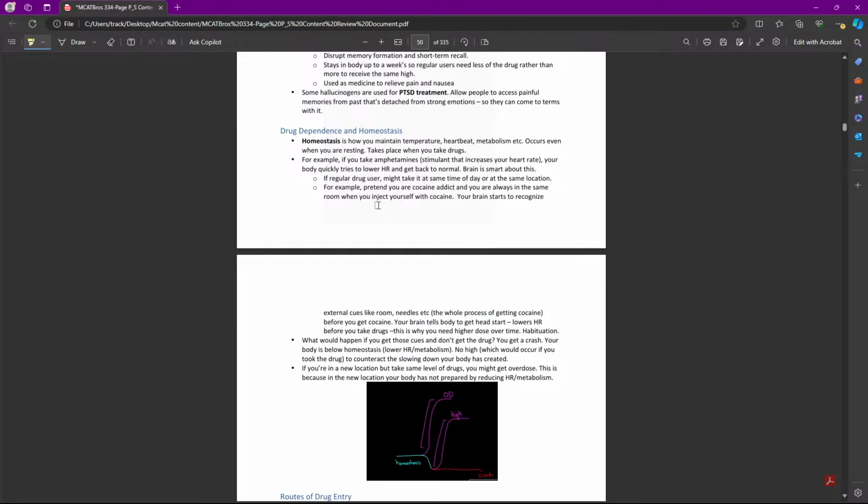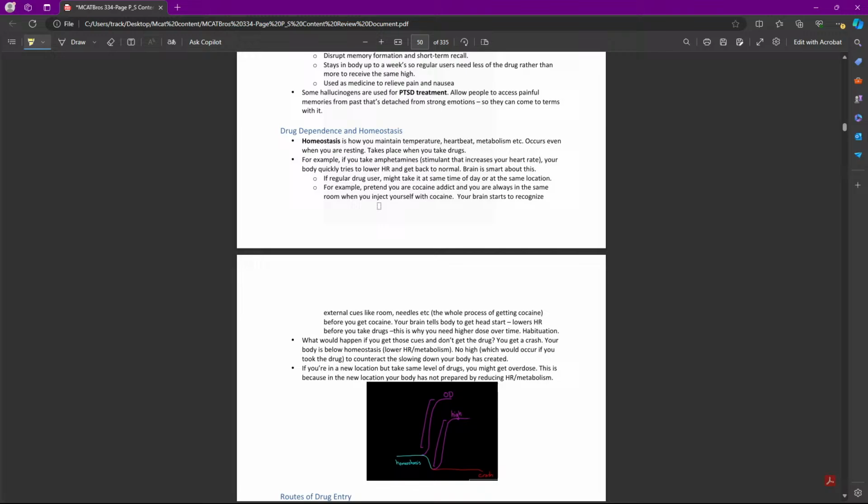Drug dependence and homeostasis. Homeostasis is how you maintain temperature, heart rate, metabolism, etc. It occurs when you are resting, and it takes place when you take drugs. For example, if you take amphetamines, your body quickly tries to lower your heart rate and get back to normal. The brain is smart about this. If you regularly take it at the same time of day, it would reduce it in advance.